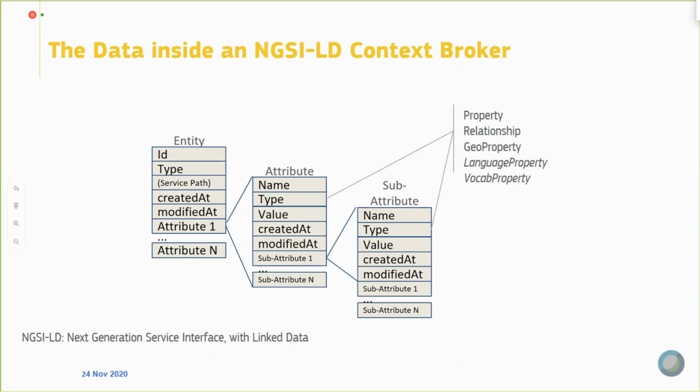The attribute type has to be either property, relationship, or geoproperty. We are introducing language properties so that you can define names, for example, in different languages, and something called vocab properties for enumerations. This is coming.